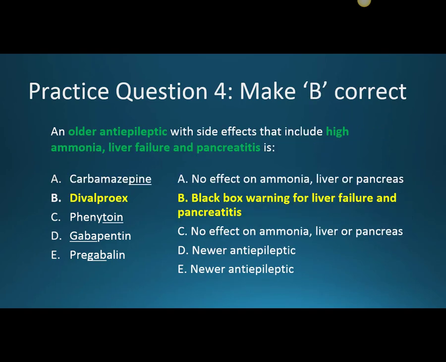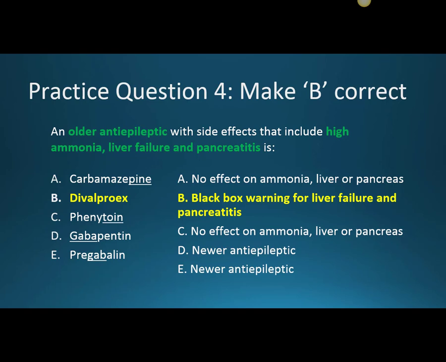Practice question 4, make B correct. An older antiepileptic with side effects that include high ammonia, liver failure, and pancreatitis is, and so the correct answer is D, Divalproex. So carbamazepine and phenytoin are both older, but they don't have any effect on ammonia, liver, or the pancreas. And then gabapentin and pregabalin are both incorrect because they're newer antiepileptic agents.